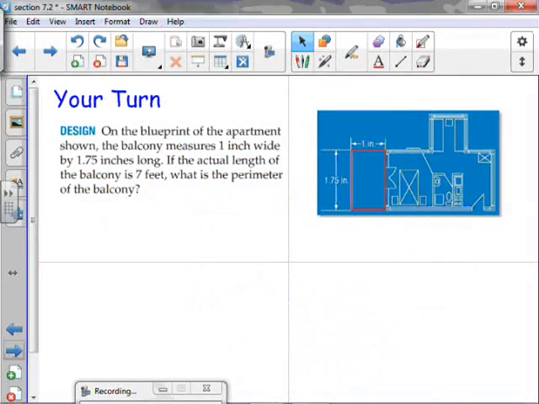Okay, this is your turn. You'll do this scale factor question, and then we're going to be done.